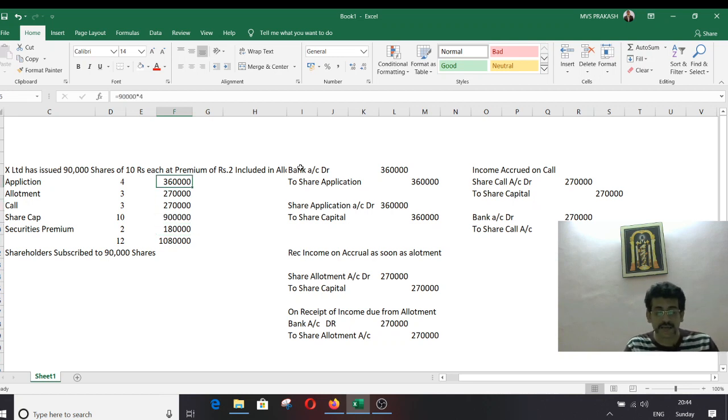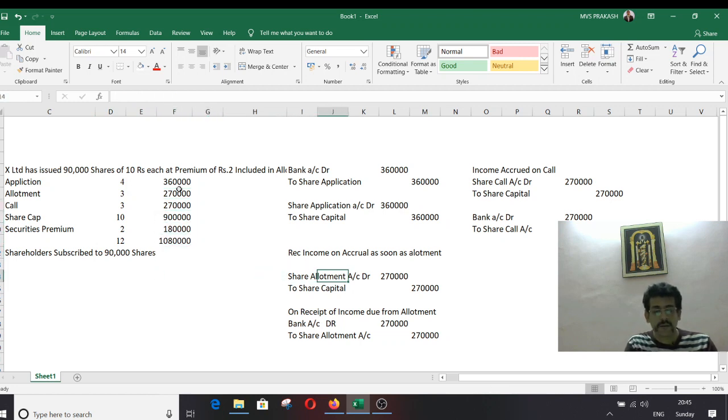So where is the change happening? The change is not happening in your first entry, nor in your second entry. But in my third entry, the change should happen. Now, how should the change happen? Earlier, my allotment money was only 2,70,000, that is 3 rupees, 3 into 90,000. Now my allotment money is 3 rupees plus 2 rupees, ultimately 5 rupees. So 5 rupees into 90,000 shares is going to give me 4 lakh 50,000. So I need to consider that extra 1 lakh 80,000 in this scenario.